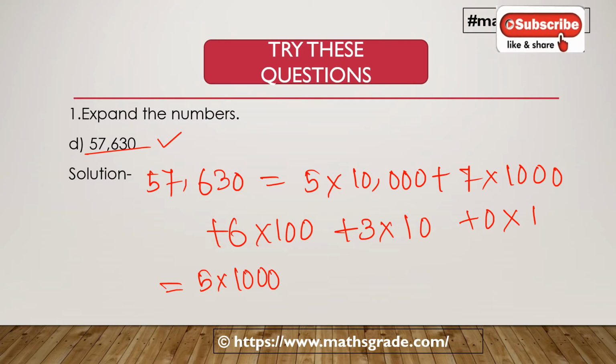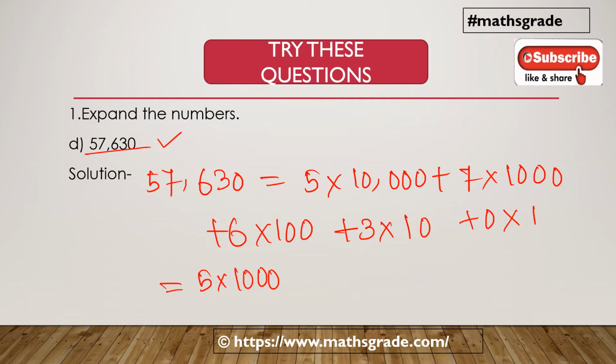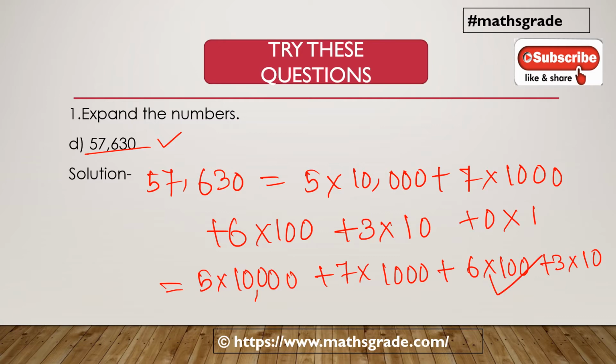So the expansion of this number 57,630 is 5 multiplied with 10,000, plus 7 multiplied with 1,000 plus 6 multiplied with 100 plus 3 multiplied with 10. This is the expansion of the number 57,630.